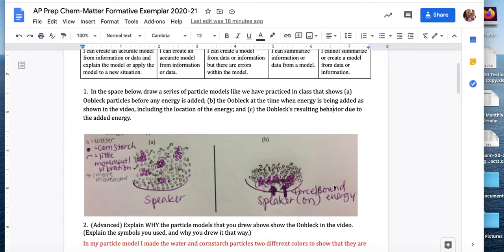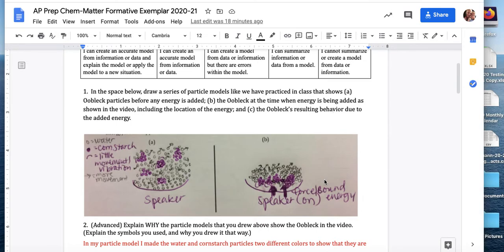So I should not see solid particles in like a ring around the liquid particles in the center. That would be inaccurate. So that was a really common thing that I saw. Very common to see the particles closer together. That's great. The particles of liquid closer to the top.